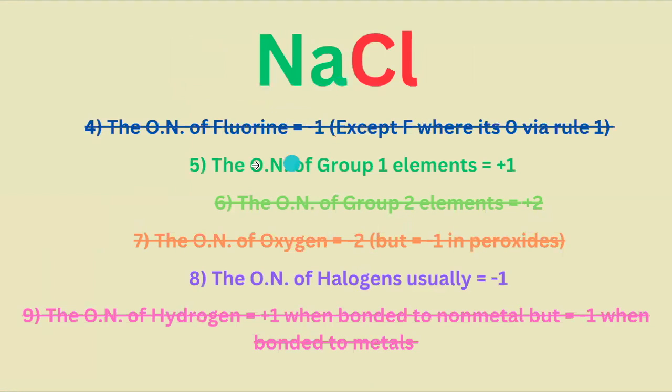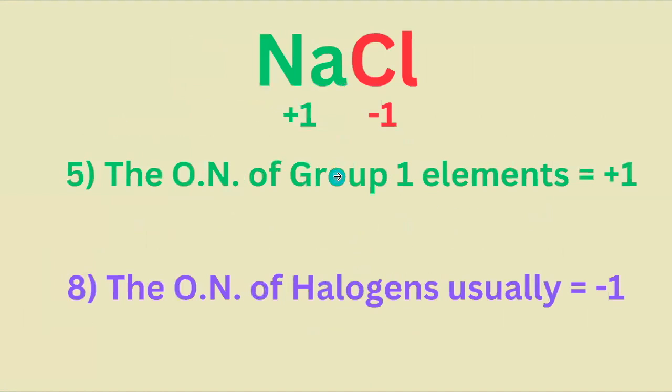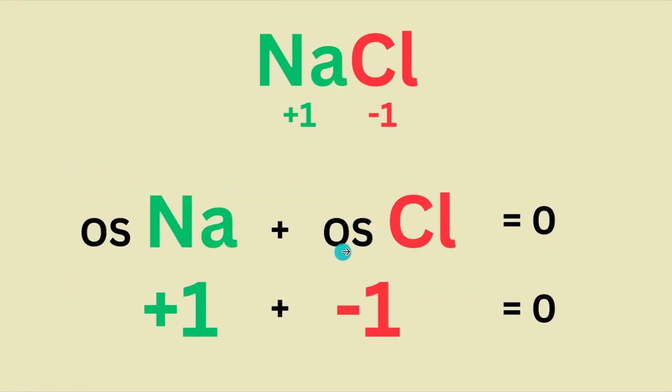As we go through with the remaining rules, this looks a little bit daunting, but it turns out that with NaCl, only Rule 5 and Rule 8 are relevant. Rule 5 tells us that Na is going to be +1 oxidation state, whereas Rule 8 says that chlorine is going to be -1 because it's a halogen. And that checks out, so +1 is going to be our answer.